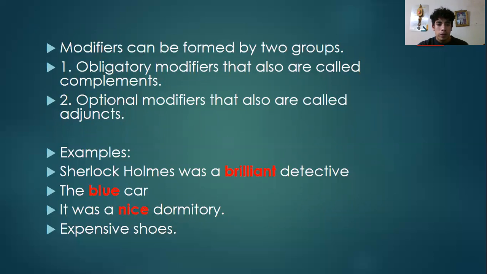The second example, the blue car. The adjective blue is a modifier because it's modifying the noun car. The third example, it was a nice dormitory. In this example, we have an adjective that is modifying a noun, so this is a noun phrase. And the last one, expensive shoes. Well, in this example, the word expensive indicates that the speaker is drawing attention not to the whole set, but to the subset of shoes that are expensive.